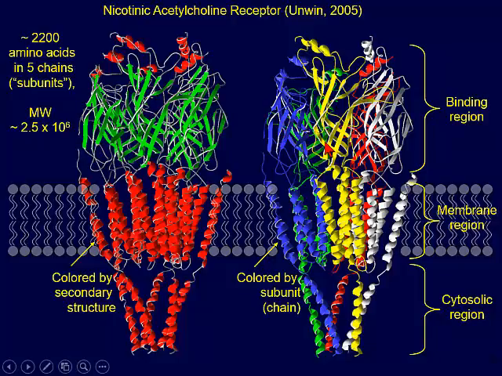There are five subunits. There is the region on the outside of the membrane, the extracellular solution, where ligands, acetylcholine or nicotine, bind. They bind to the same place. I'll show you that in a moment. There is the transmembrane region. We'll discuss that in a moment. And then there is the cytoplasmic region, which is responsible for interactions with other proteins, for putting the receptor in the right place, and other very important cell biological functions. About 2,200 amino acids in five subunits, a pretty big protein.